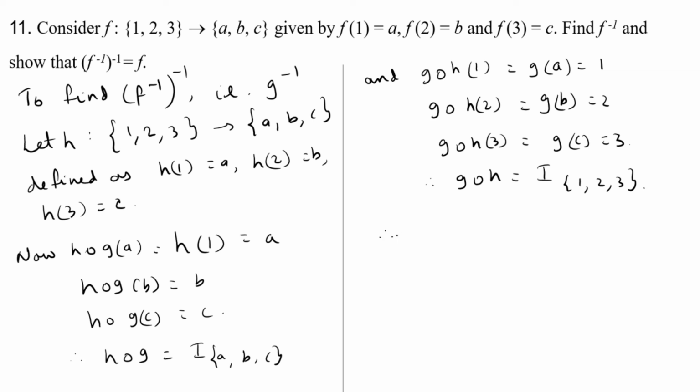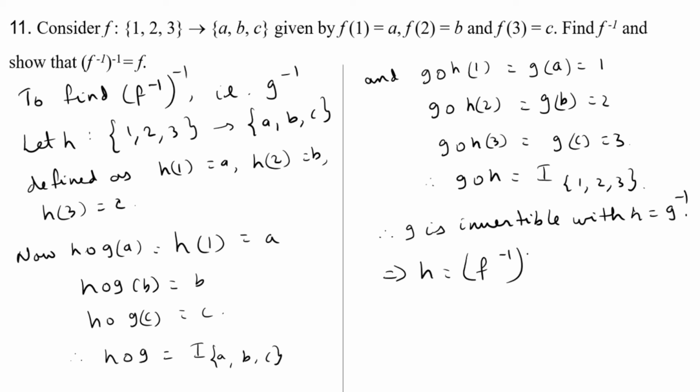So therefore, we have got G is invertible and H is equal to G inverse. G is nothing but F inverse. So H is equal to F inverse the whole inverse.